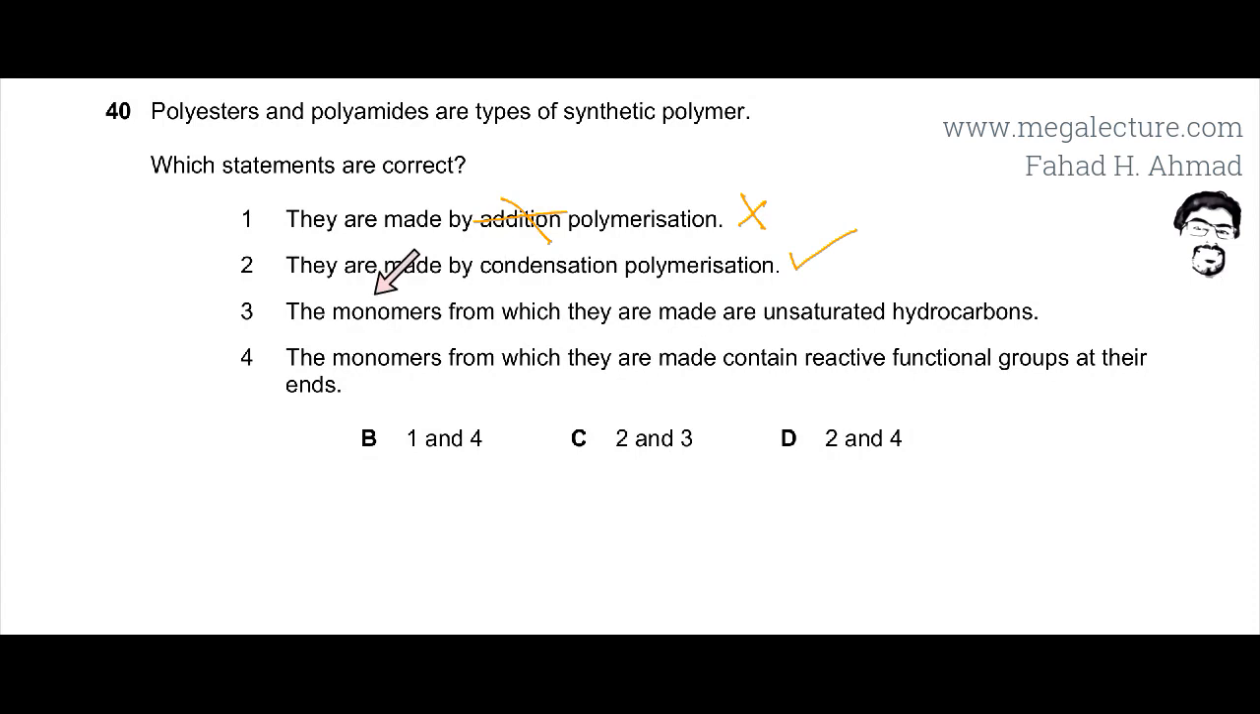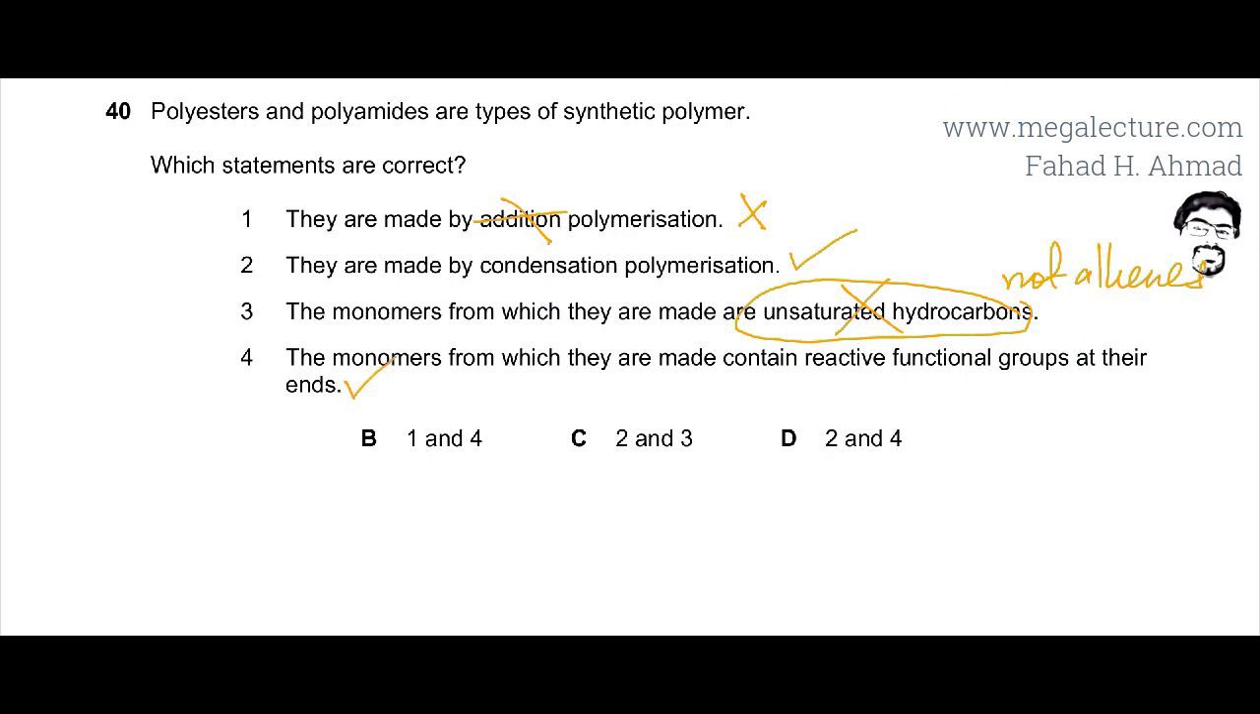The third statement is that the monomers from which they are made are unsaturated hydrocarbons. This is also incorrect. Unsaturated means you're making it from alkenes. So those monomers were not alkenes. They're not made from alkenes. So the second statement is correct. The third is incorrect. And the fourth one is the monomers from which they are made contain reactive functional groups at their ends, which is correct.